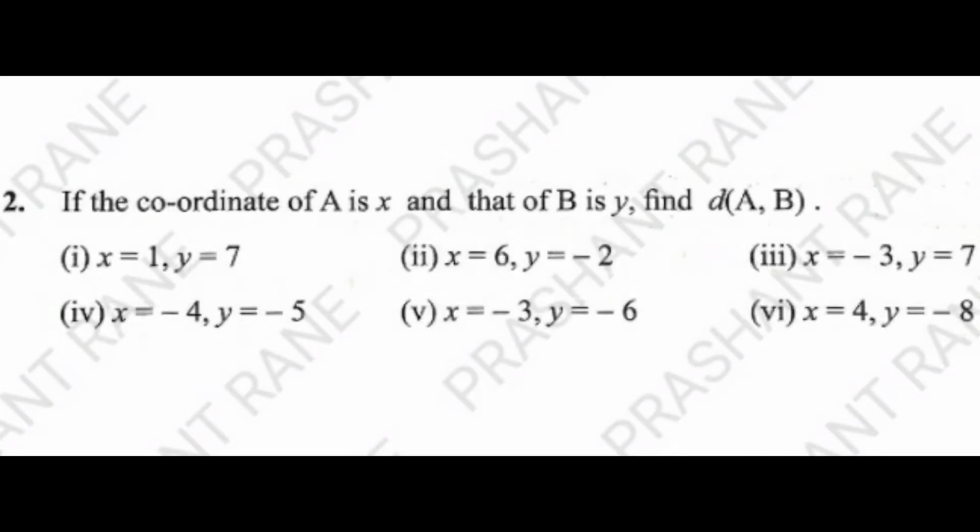Question number 2. If the coordinate of point A is x and that of B is y, find distance AB. Sub question number 1: x is equal to 1 and y is equal to 7. 2: x is equal to 6, y is equal to minus 2. Third one is x is equal to minus 3, y is equal to 7. 4: x is equal to minus 4, y is equal to minus 5. Fifth one is x is equal to minus 3, y is equal to minus 6. Sixth one, x is equal to 4 and y is equal to minus 4.